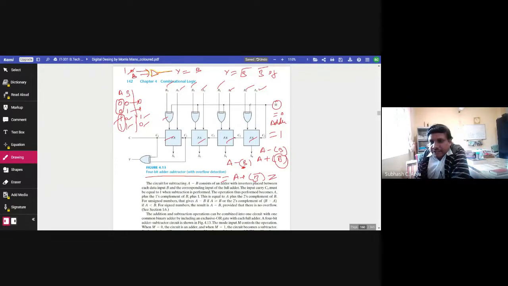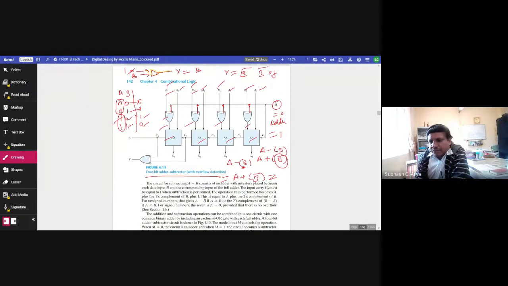If M is connected here, here, here, and here, that is one of the inputs of the exclusive OR gate. So if M is equal to 0, B0 will simply pass here, B1 will pass here, B2 will pass here, and B3 will pass here, and the entire circuit will work as an adder.